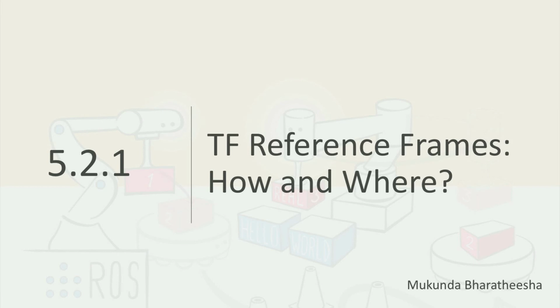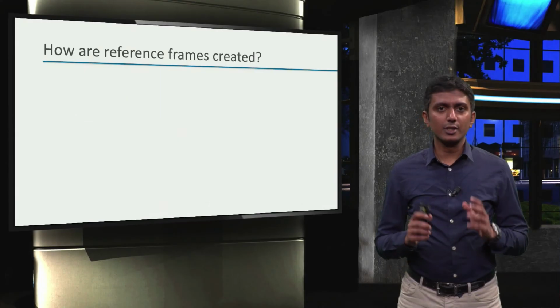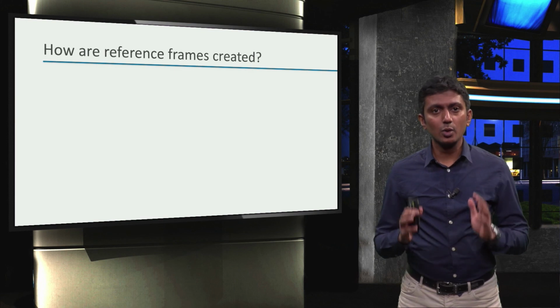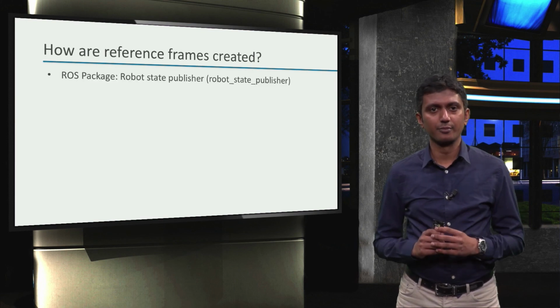In this video, we will find out how the TF reference frames are generated and where they are located with respect to the different objects we will have in our environment, including our robots. First, let's understand how the TF reference frames are generated.